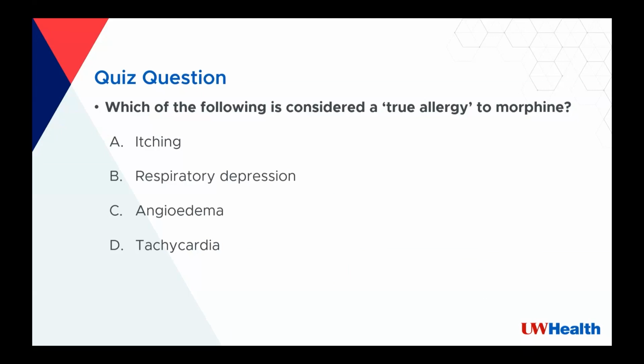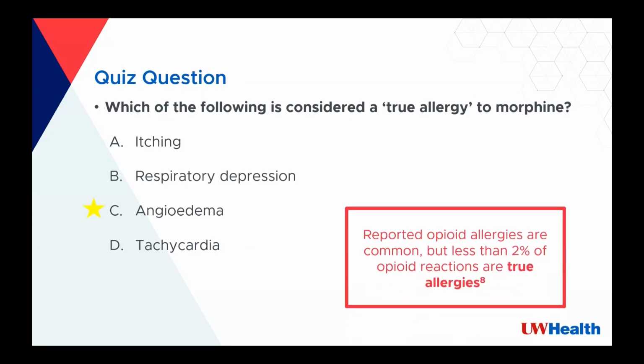Perfect, I saw a C there, and just for time's sake, we'll go ahead. The correct answer is C, angioedema, which we will go over in these upcoming slides. But it is important to note that reported opioid allergies are super common, but less than 2% of opioid reactions are really considered true allergies. More often than not, these allergies are really just adverse effects or intolerances, such as nausea, diarrhea, or pseudo-allergies, which we'll talk about shortly.